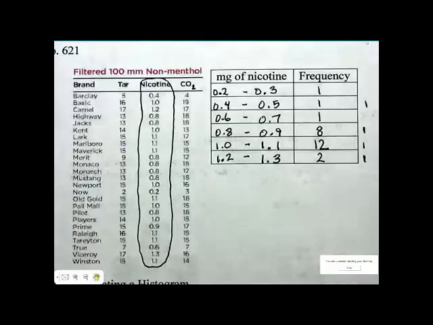Now, it was hard to make any conclusions about this data looking at all these numbers. They were just overwhelming. But with the frequency distribution, I can say, well, most of these 25 cigarettes, almost half of the brands had between 1.0 and 1.1 milligrams of nicotine. And I could say almost all of them had at least 0.8 milligrams of nicotine. Only 3 out of the 25 had less than 0.8 milligrams of nicotine.